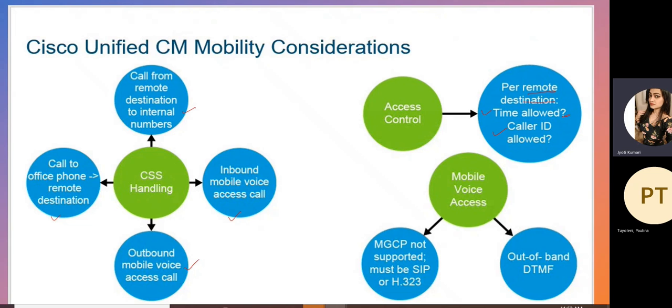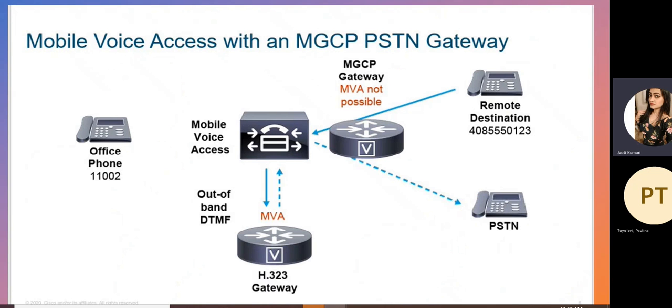Then in mobile voice access, two things we need to know. Mobile voice access uses out-of-band DTMF, and for the gateway, MGCP is not supported, so SIP and HTTP must be used and not MGCP, as MGCP does not support mobile voice access. So here we can see that the MGCP PSTN gateway does not support MVA, mobile voice access, so it is not possible. On the other hand, we have another gateway, an H323 gateway, which supports mobile voice access.